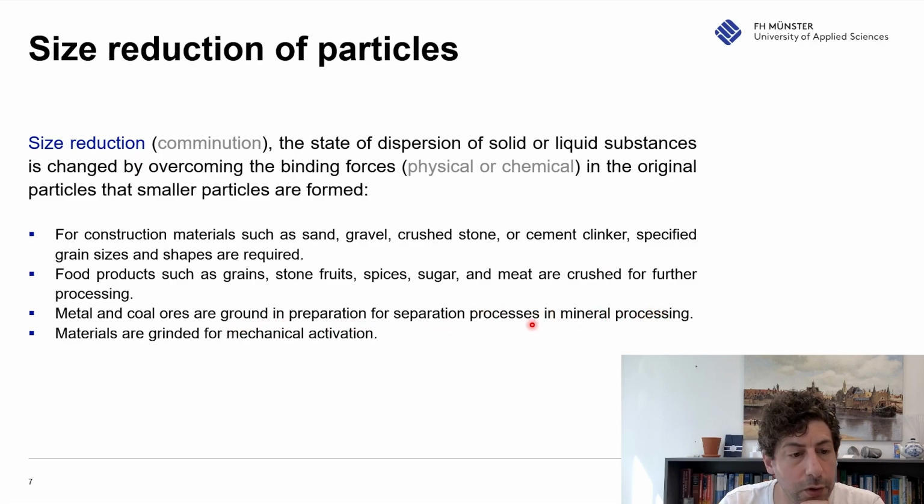This is what I have shown you. And materials are also ground for mechanical activation, because if you crush a material, the surface is fresh and activated, and you can make something with it. So this is very general about size reduction.